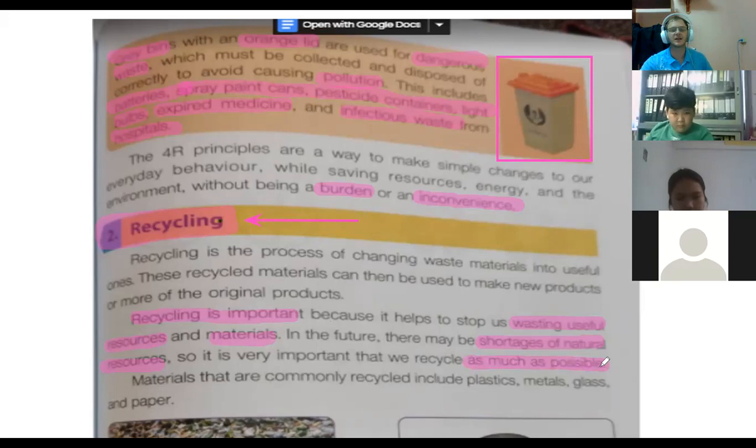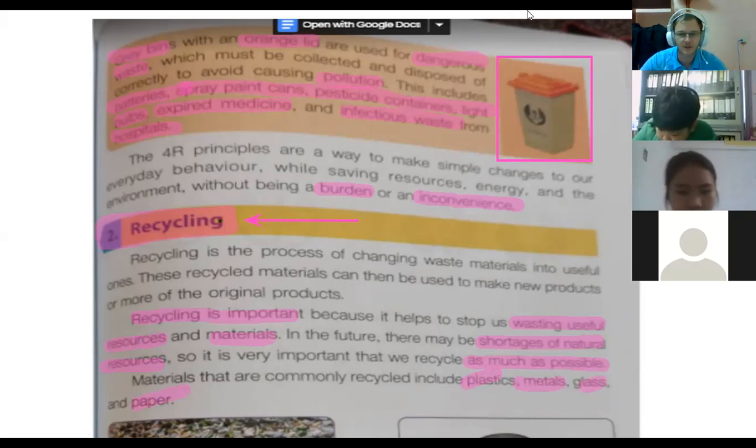So what does that mean? All of us must do a little bit every day. Take care of how we throw away our products. They say we must do as much as possible, yes, but that is for everyone. So each of us can just do a little bit every day, and it will make a huge difference in the future. So materials that are commonly recycled that we can find usually are plastics, metals, glass, and paper.